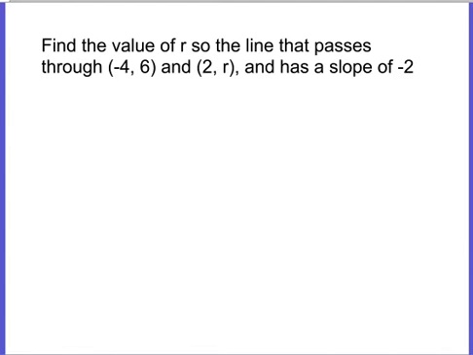All right. Find the value of R. So the line that passes through negative 4, 6 and 2 comma R has a slope of negative 2. What the heck does that even say? Any thoughts on how to attack this one? What formula do we know?